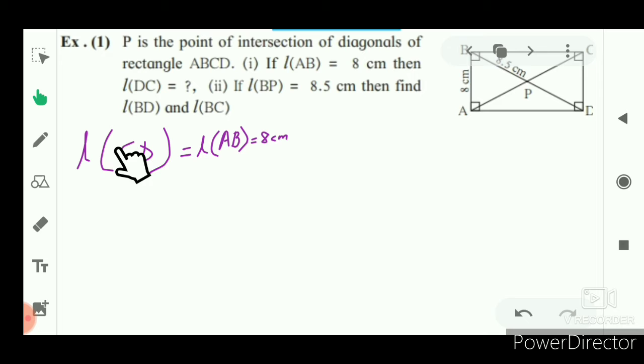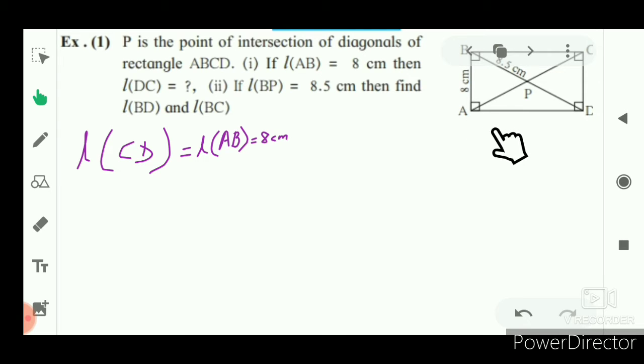Now the second part of the question says that the length of BP is given. The length of BP, this part of the diagonal from the point of intersection, is given as 8.5 cm, and we have to find the length BD, and this side BC.